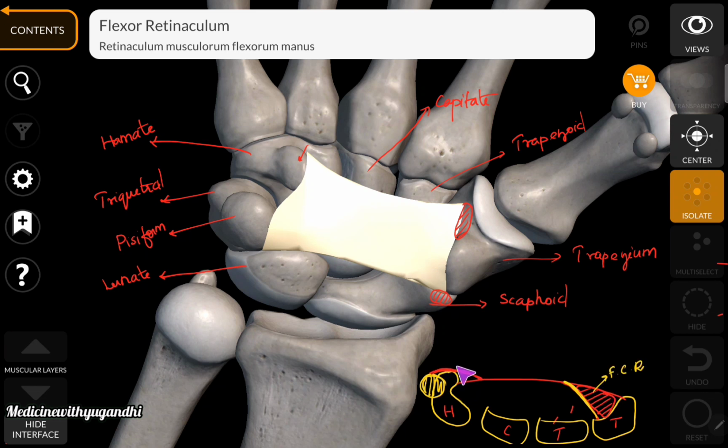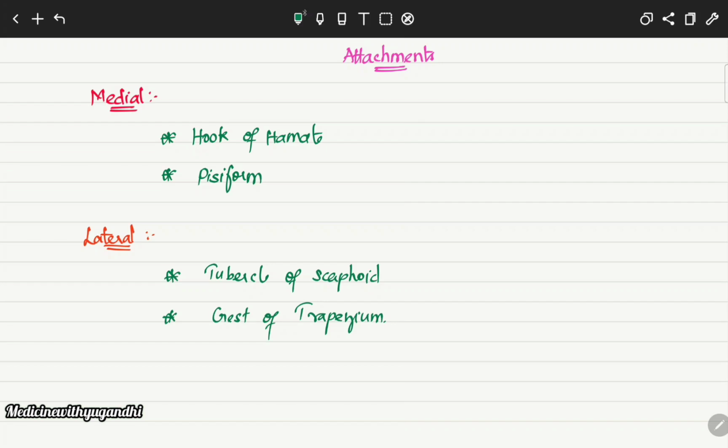And on the medial side, a superficial slip is attached to the pisiform bone, and this slip is called the ulnar carpal ligament, under which the ulnar artery and vessels pass through. So once again I am repeating the attachments. On the medial side, the Flexor Retinaculum is attached to the hook of the hamate as well as to the pisiform bone, and laterally it is attached to the tubercle of the scaphoid and crest of the trapezium. Let me explain you with a clear diagrammatic representation.